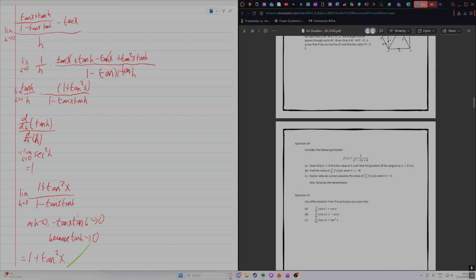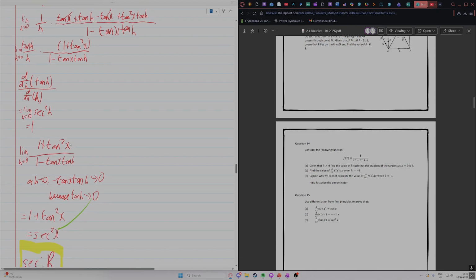And then you can also prove that tan x tan h would approach 0 when h approaches 0, which means it's just over 1, which means it will cancel and it will just become 1 plus tan squared x.